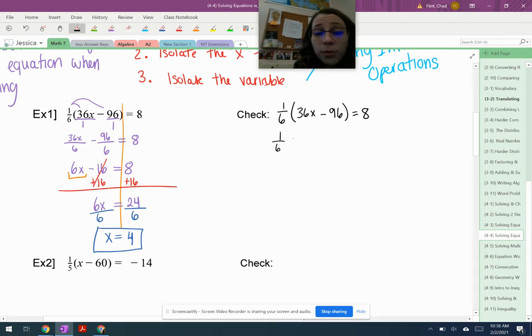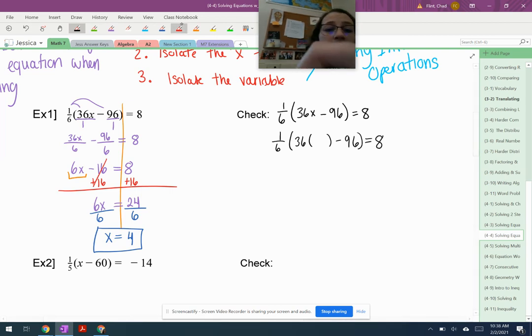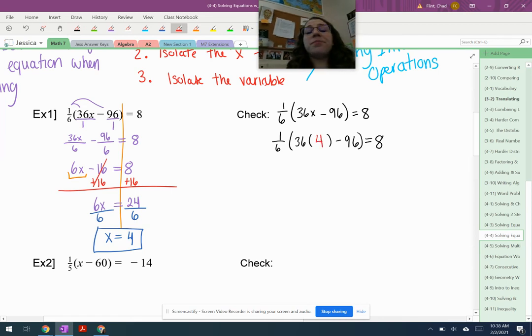Then rewriting it one more time, replacing the variable with those empty parentheses, so I can then come back in and fill in that 4 that I got.